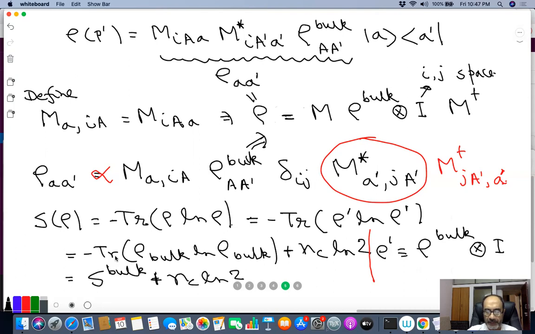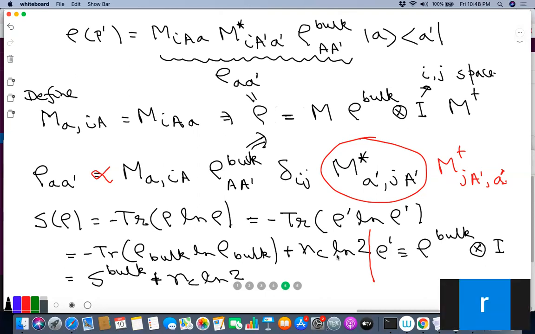So the entanglement entropy of this is given here. This traces over the bulk Hilbert space, over the space labeled by A, and this is coming from the trace over the cut Hilbert space. And that's why you get this number N_C. It's basically log of 2.